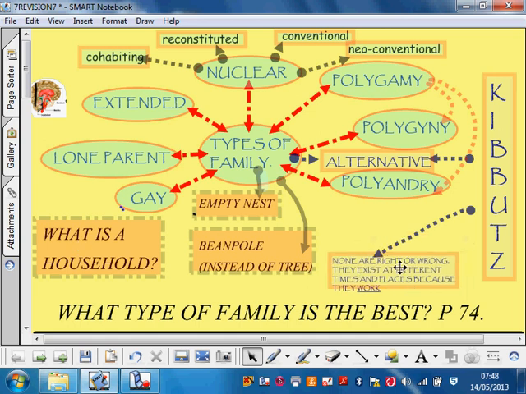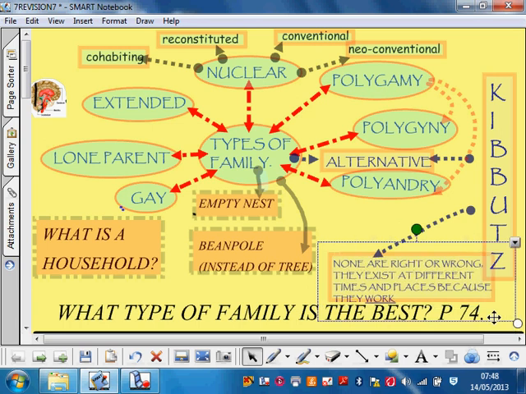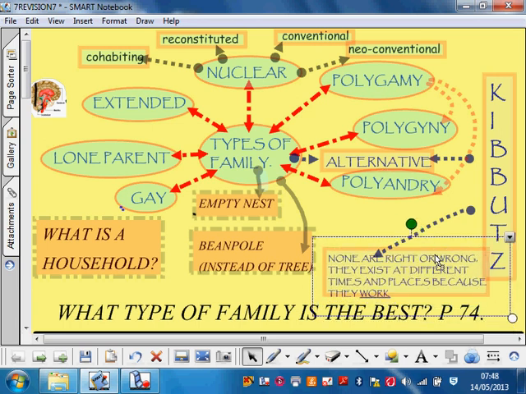And then there are alternatives to families. The main one we look at is the kibbutz in Israel. A group of people go and live in the desert, and to try and make the desert bloom, they put all their kids in a big central school so mum and dad can both work full-time on the land. There are also communes, the hippies, especially in the 60s. Now, none of these are right or wrong. They exist at different times and places because they work, and if they don't work, they stop. So what type of family is the best? None of them. Moving on.